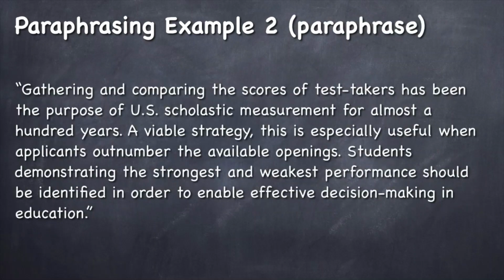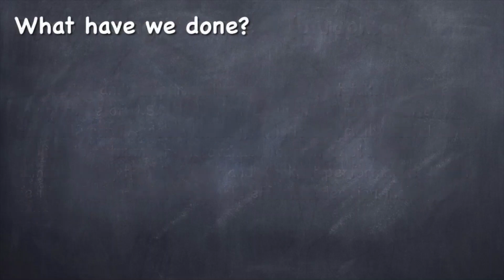And here it is. Gathering and comparing the scores of test takers has been the purpose of U.S. scholastic measurement for almost 100 years. A viable strategy, this is especially useful when applicants outnumber the available openings. Students demonstrating the strongest and weakest performance should be identified in order to enable effective decision-making in education. Alright, so what exactly have we done?